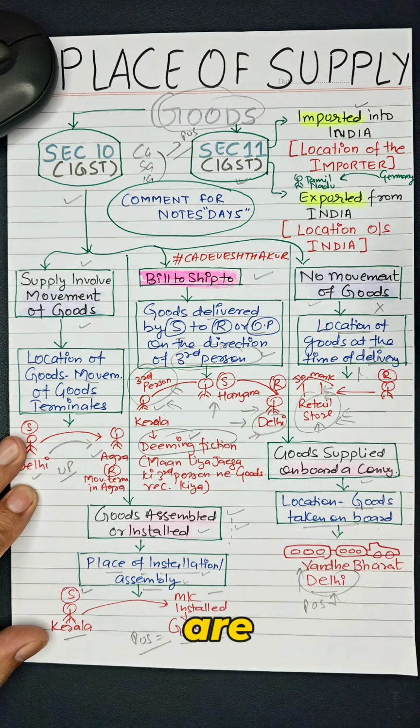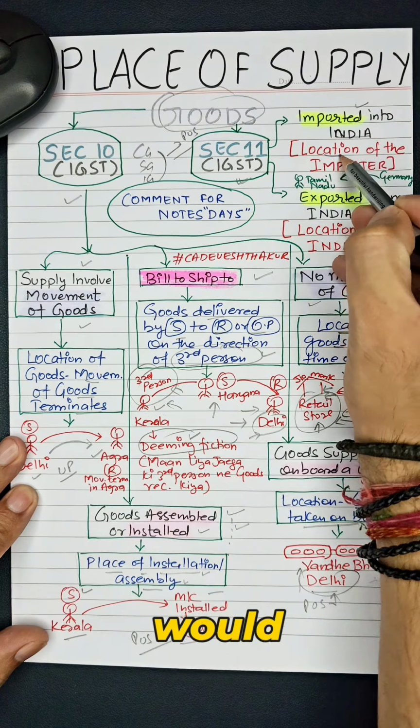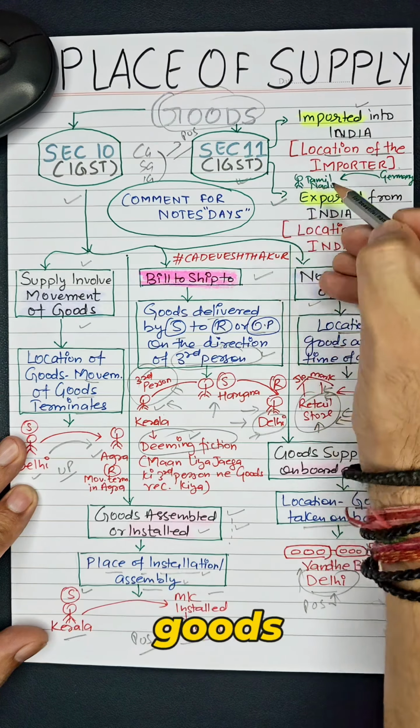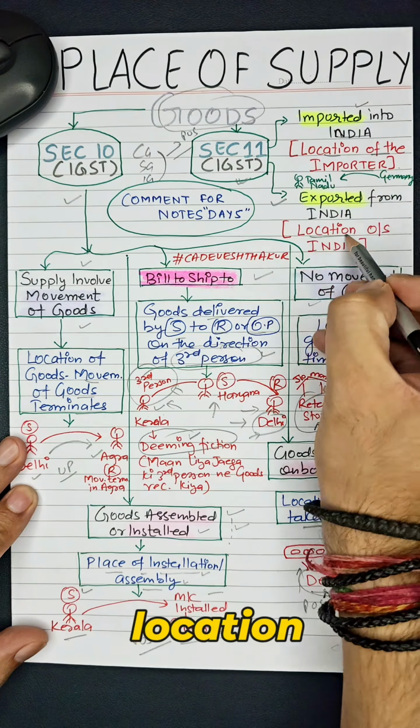In case goods are imported into India, the place of supply would be the location of the importer, and where the goods are exported from India, it would be the location outside India.